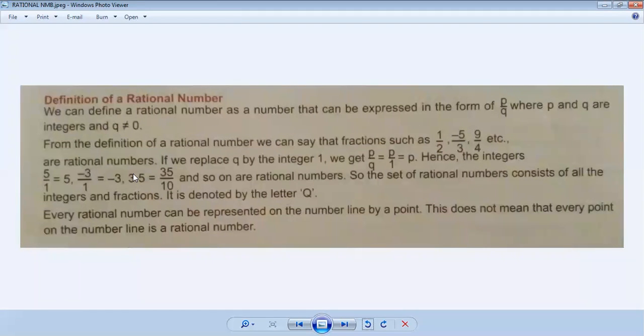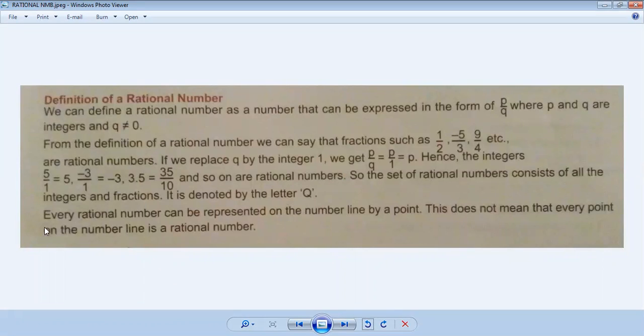So this is the definition of rational numbers. First, the easy definition is that a rational number is a fraction. Then a rational number can also be an integer. So the set of rational numbers consists of all the integers and fractions. These two things you need to remember: integers and fractions. And the set of rational numbers is denoted by the letter Q.